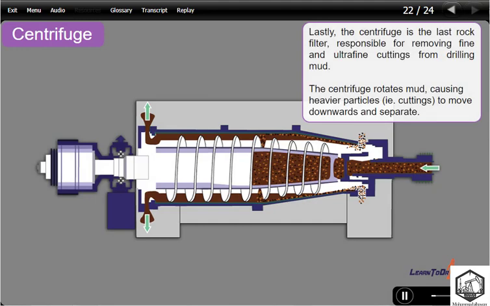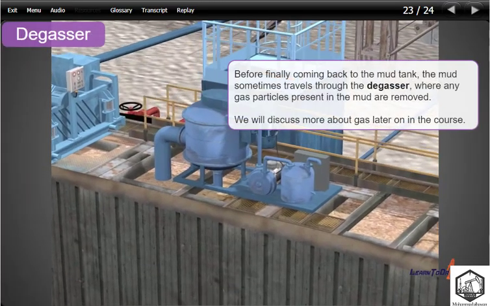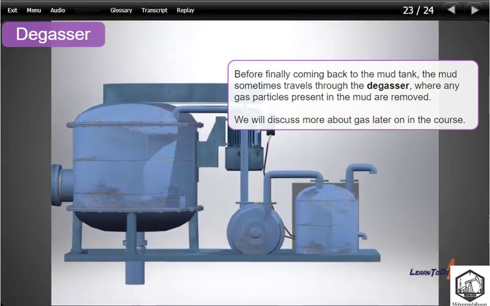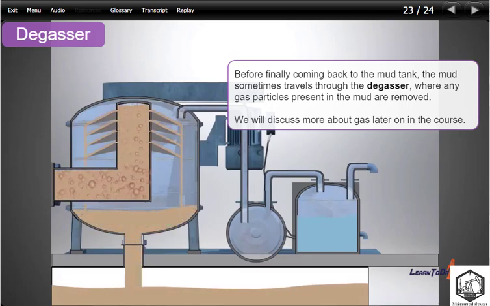Lastly, the centrifuge is the last rock filter, responsible for removing fine and ultrafine cuttings from drilling mud. The centrifuge rotates mud, causing heavier particles, that is, cuttings, to move downwards and separate. Before finally coming back to the mud tank, the mud sometimes travels through the degasser, where any gas particles present in the mud are removed. We will discuss more about gas later on in the course.